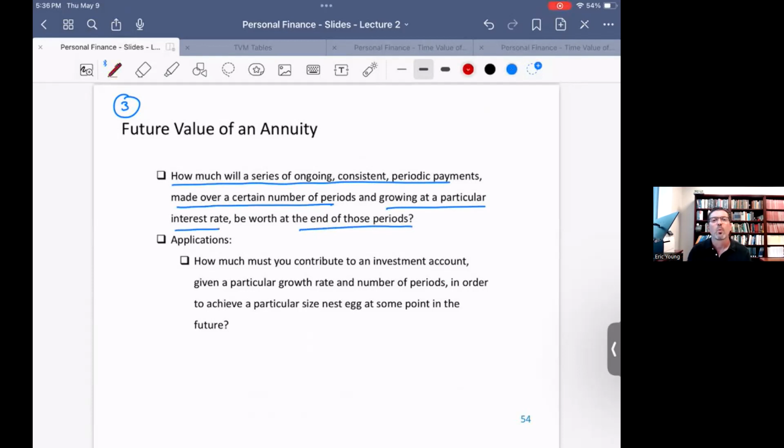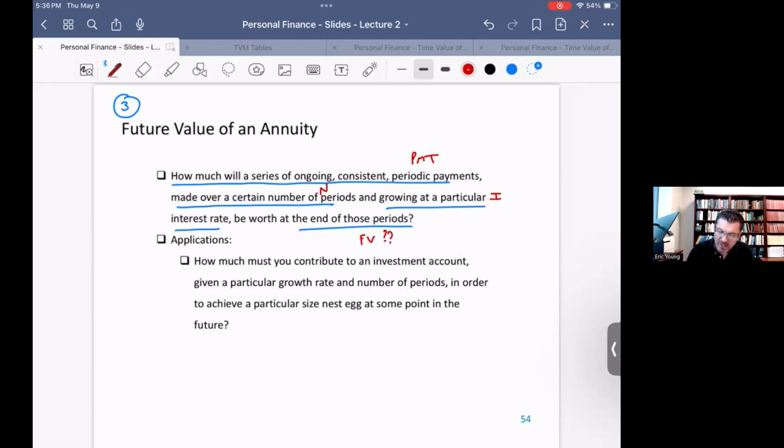Let's put some words, some ideas on top of these words. How much will a series of payments, so that's your PMT, that's how much you're kicking in every period, made over a certain number of periods, that's your N, growing at a particular interest rate, that's your I, be worth at the end of those periods? That's your future value. And that's what you're going to solve for.